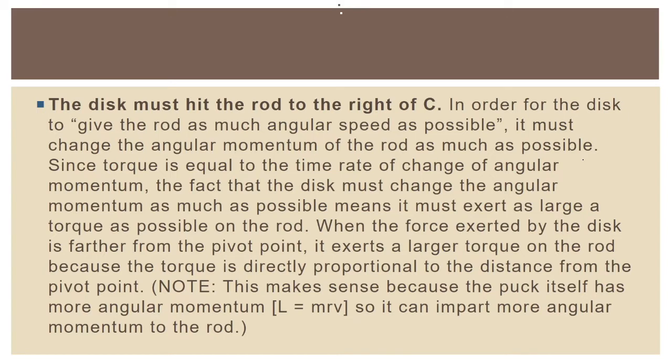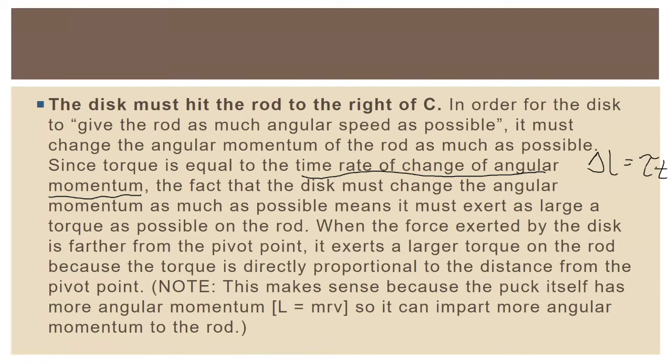Since torque is equal to the time rate of change of angular momentum, remember, that's a super important equation in the reference table. It's not solved for torque, it's solved for delta L, but it says delta L is torque times time. The fact that the disk must change the angular momentum as much as possible means it must exert as large a torque as possible on the rod. When the force exerted by the disk is farther from the pivot point, it exerts a larger torque on the rod because the torque is directly proportional to the distance from the pivot point.